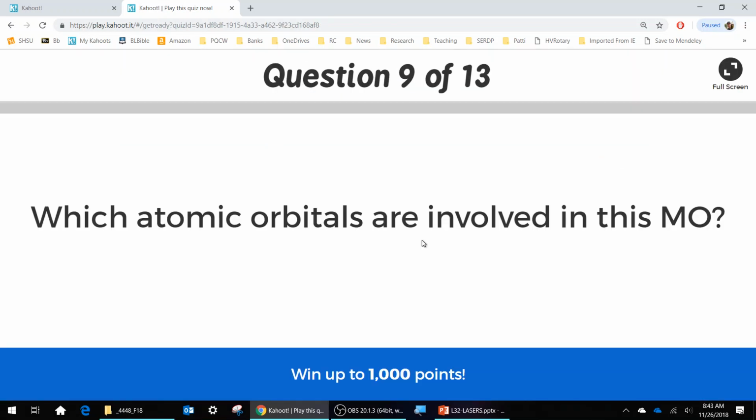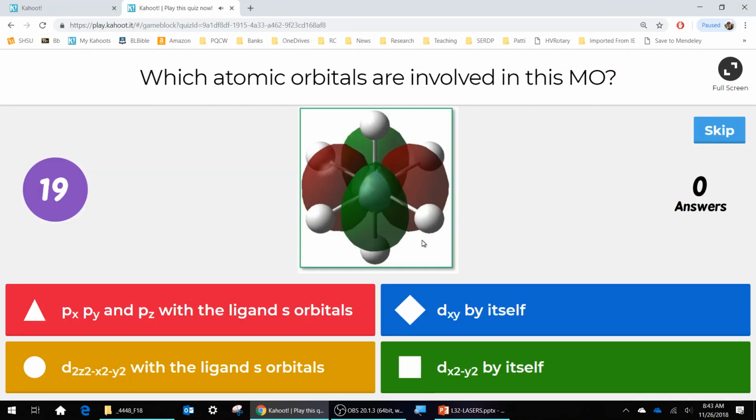So let's try this one. Which atomic orbitals are involved in this MO? Px, py, pz with the ligand s orbitals. dxy by itself. The dz squared with the ligand s orbitals, or dx squared minus y squared by itself. And the axes go along the atom bonds, just for your information.